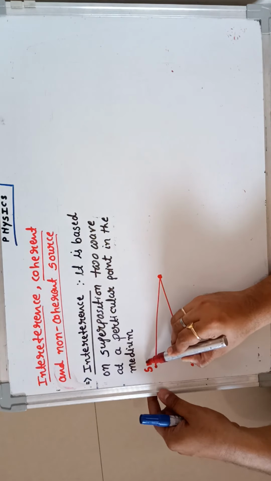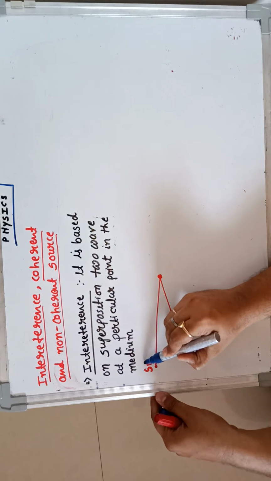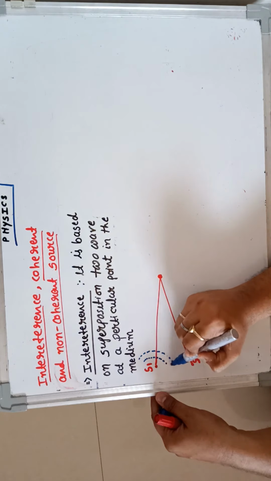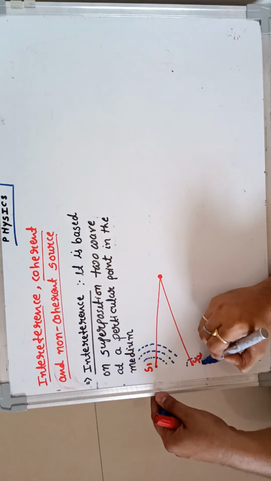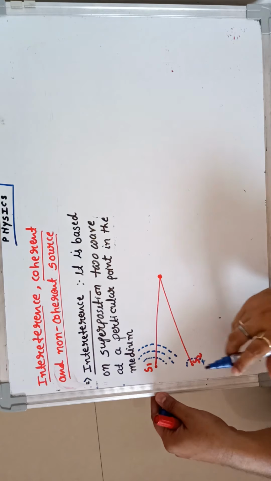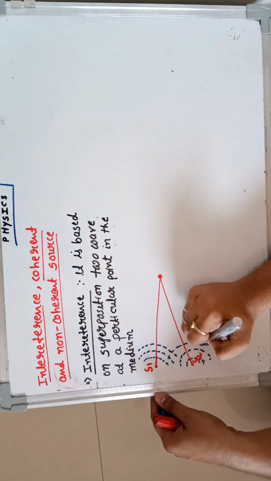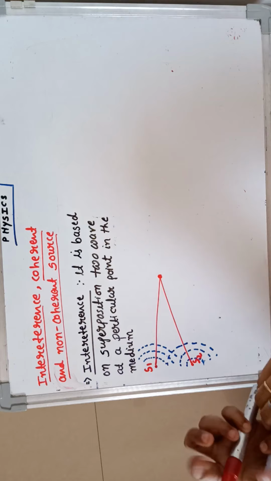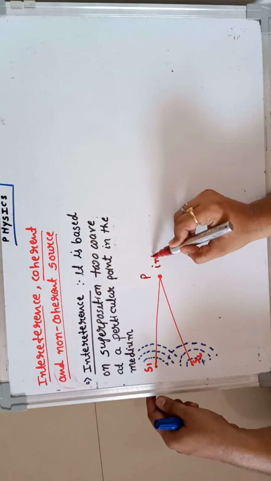Here I show that spherical waves are produced. I show only a small region, and here also produced, and the spherical wavefronts interact with each other, and after that at the point P it gives us interference.